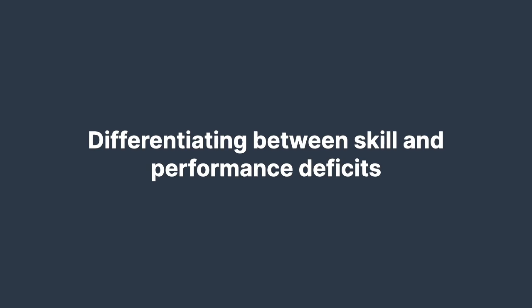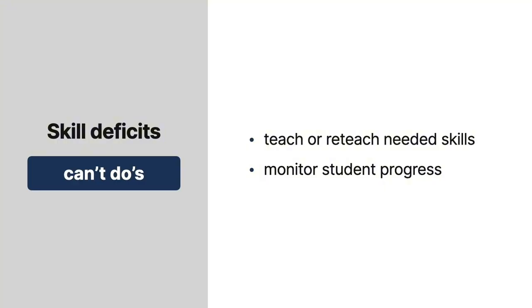So we need to differentiate between skill and performance deficits before we move any further, because we approach both very differently. Skill deficits, those can't-dos. The two big ideas to keep in mind here are that we need to teach or reteach skills that are needed to complete the task, and we also need to monitor student progress. That is what we need to do to support students engaging in problem behaviors or not engaging in desired behaviors due to skill deficits.